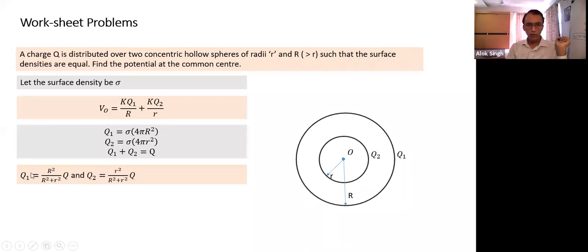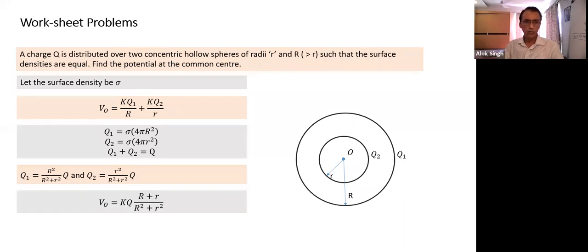So in terms of Q1, which radius will come in the numerator? Capital R. In terms of Q2, which radius will come? The small r. So once I get Q1 and Q2, I substitute these values here and easily get my answer. The easier way to solve: the charge is proportional to the square of the radius of the shell it is placed on. Then when I get Q1 and Q2, I substitute them and get the answer.